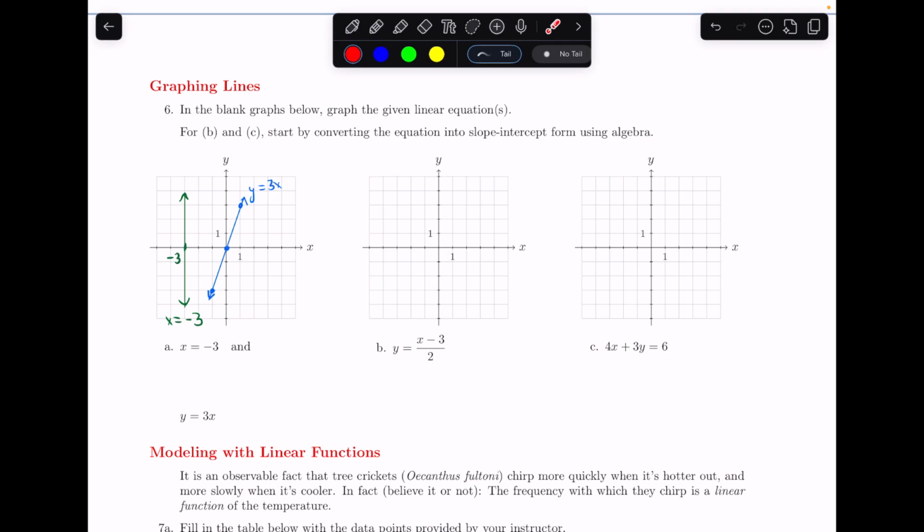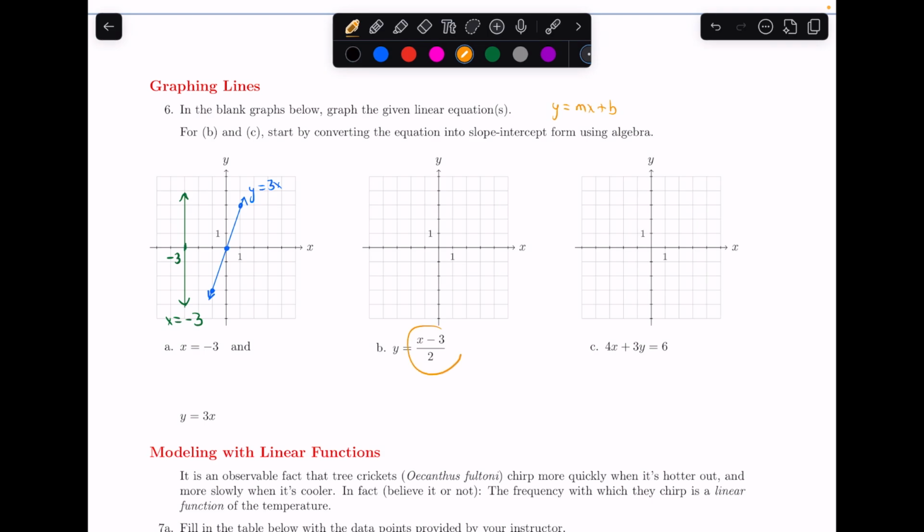Similarly, if I had a horizontal line, every point on that has the same y value, that equation would be y equals whatever that y value is. Okay, let's do part B. So for this one, the problem gives me a hint. It says for B and C, start by converting the equation into our slope-intercept form using some algebra. So remember, slope-intercept form looks like y equals mx plus b.